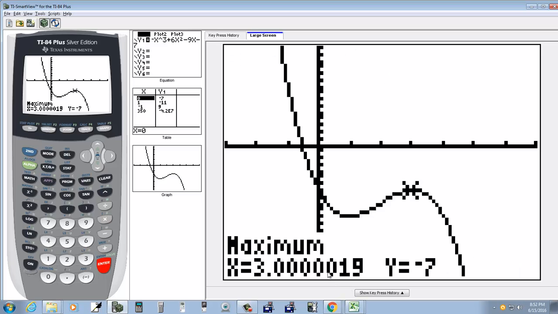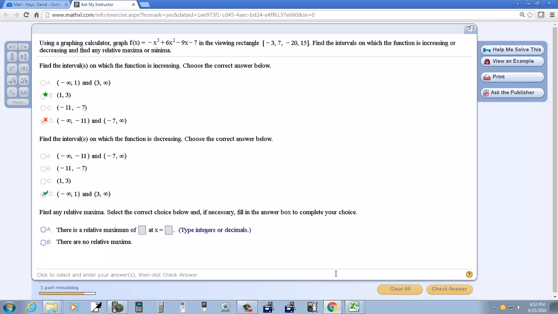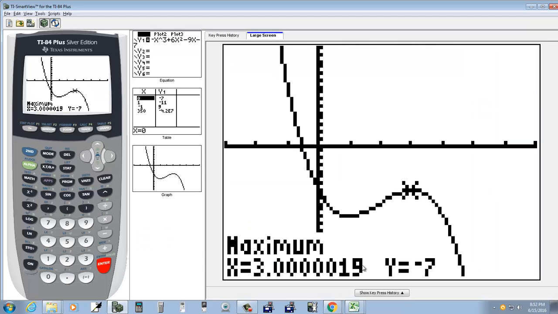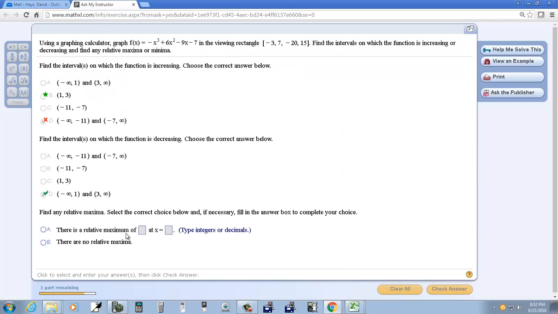It tells us our max is 3.00000019 and negative 7. That's rounding error there. So it should be 3, negative 7. Now specifically, when they're asking for the maximum, they're wanting the y part. So the y part is negative 7 at x equals 3.